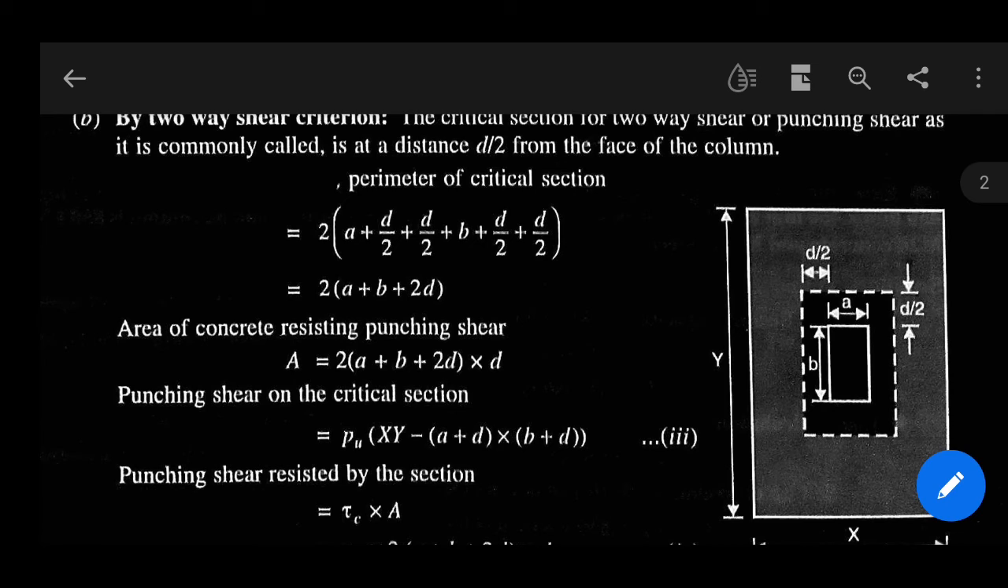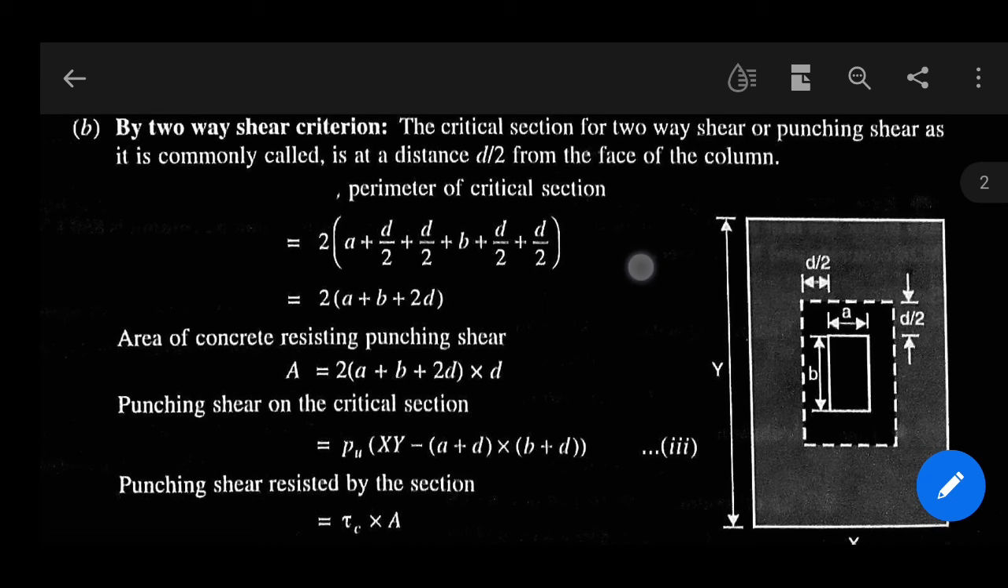So this type of shear force may come to this footing, and the footing may fail by this two-way shear, so we have to resist that. It is at a distance of d by 2 from the face of the column, from each face of the column, as you see in the image, right?